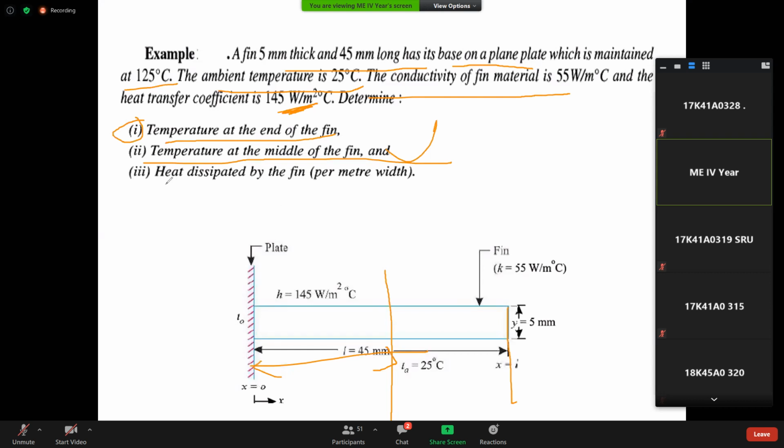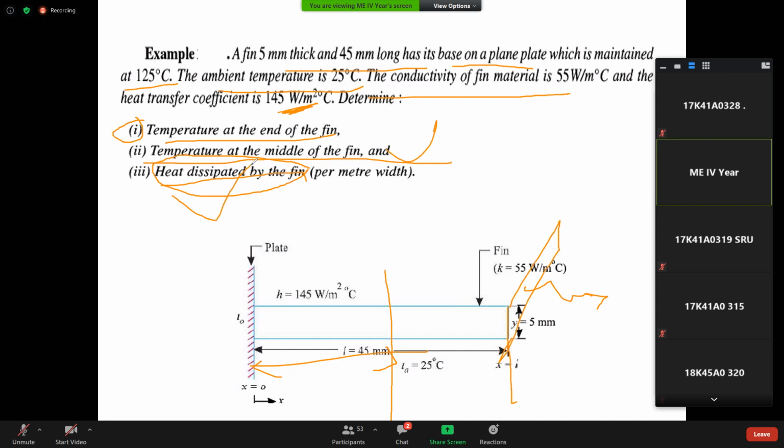He is also asking you to calculate the heat dissipated by the fin. Heat dissipating means this is not insulated. That means some heat is being dissipated from here. That is the intention, actually. So from the question itself, we can understand that this is the third case.